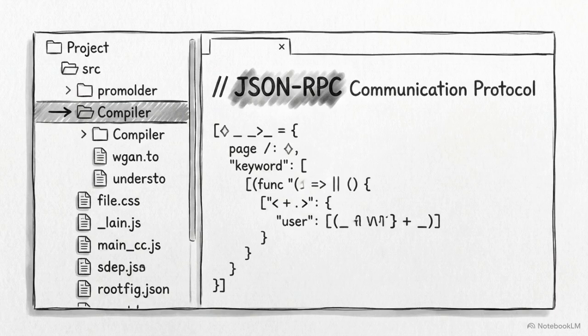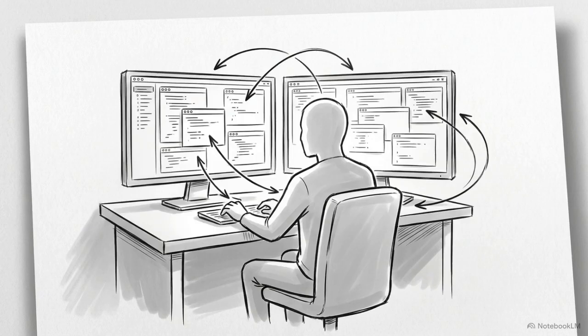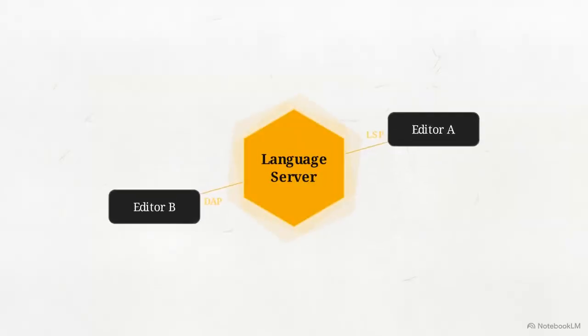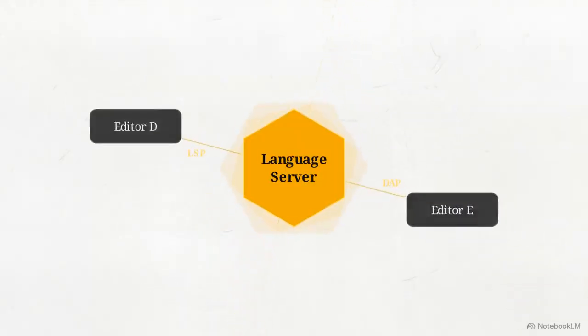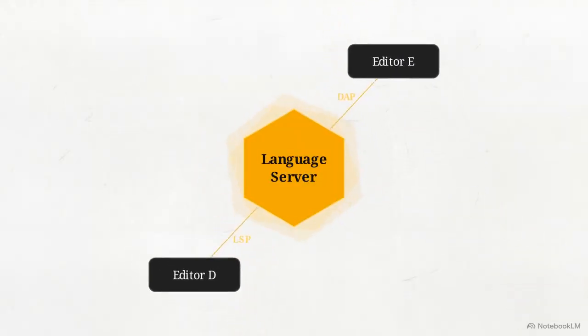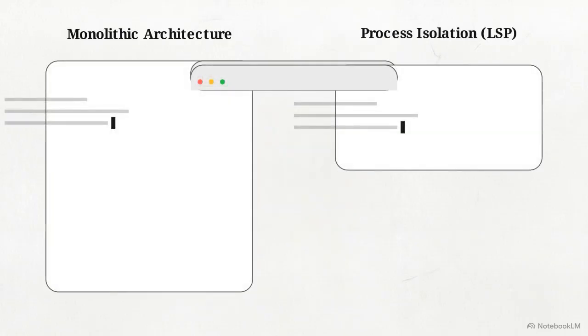To get started, you only need your base compiler logic and a simple implementation of JSON RPC to handle the communication. Moving away from editor-specific plugins is a strategic choice. It ensures your language tooling remains functional even as the editor market shifts toward new platforms. The shift starts with process isolation.